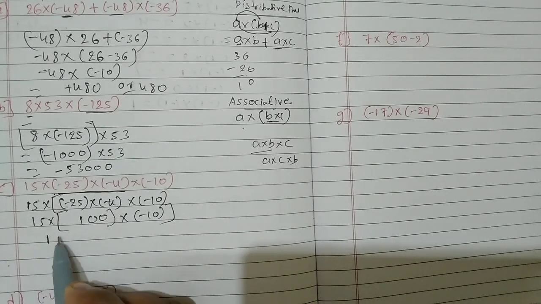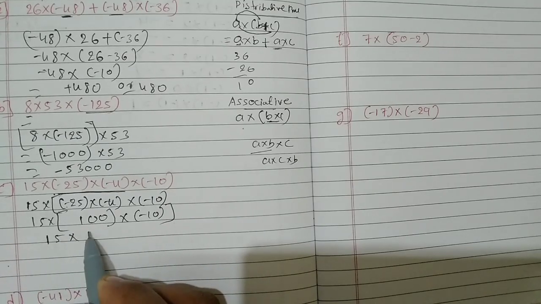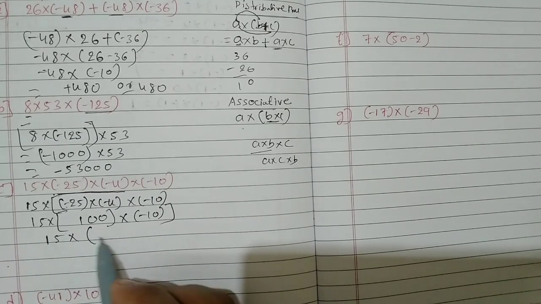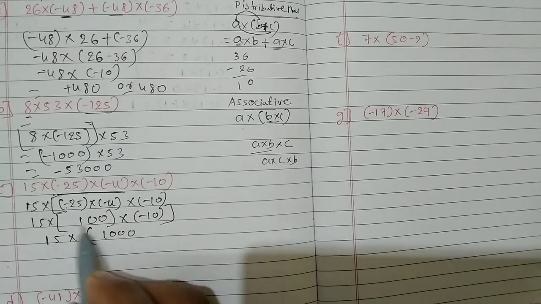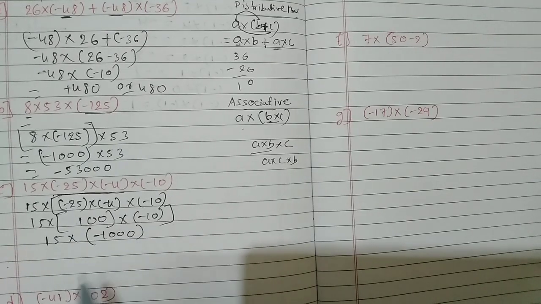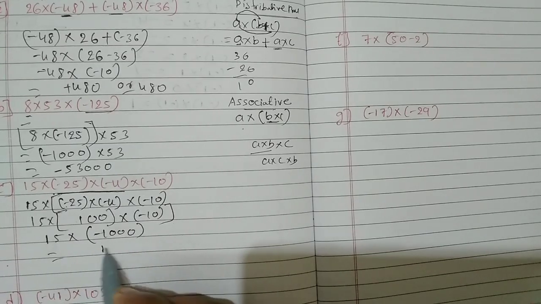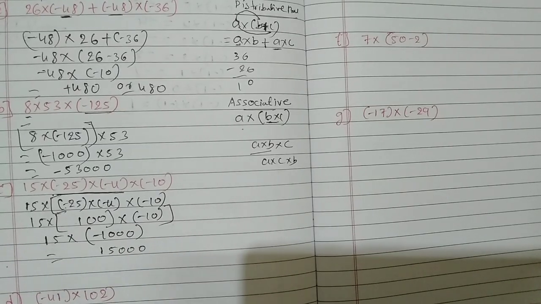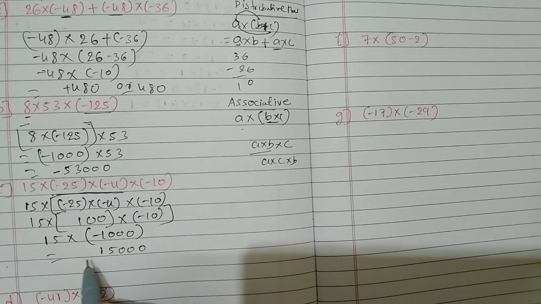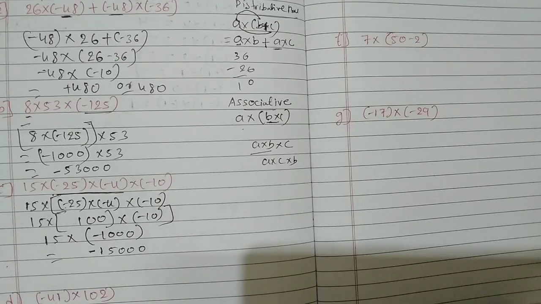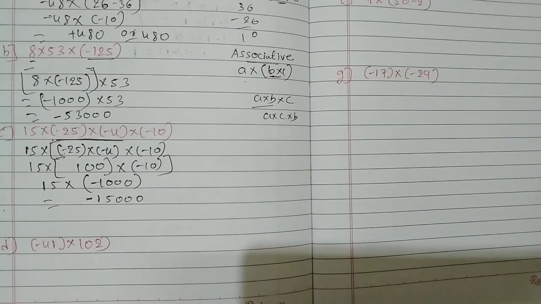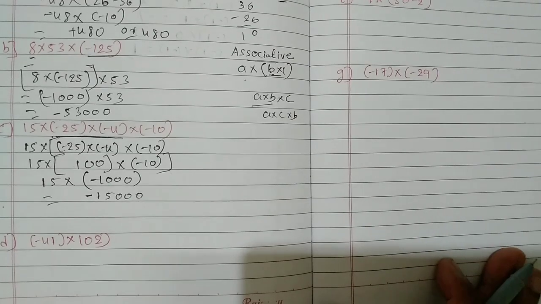So it is 15 into, so what is 100 into 10? 100 into 10 is 1000, right? So plus into minus is a minus, right? So what is 15 into 1000? It is 15,000. So what is the sign here? The sign will be minus, right? So this is very easy, the same as in part B, that was the associative property.